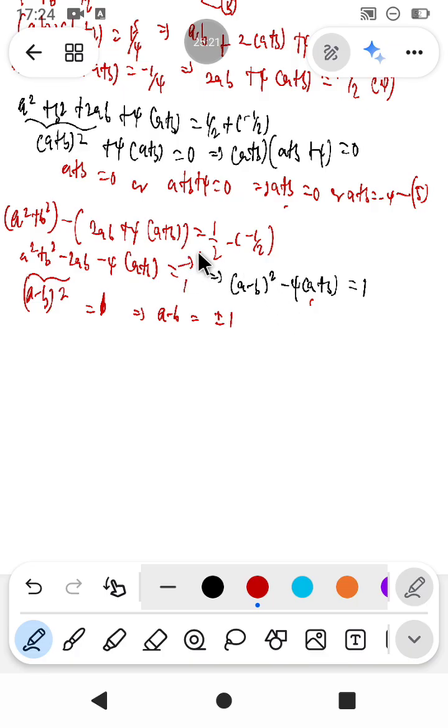Okay, so let's call this equation 6. So definitely this will be equation 7. So we have a minus b equal plus or minus 1 as equation 7.